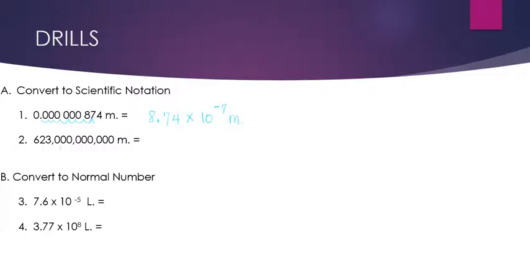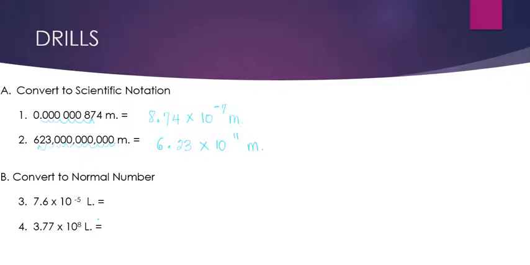Now, how about this one? I see that the zeros are at the end, so I know that the decimal point is at the end. So my goal is to bring the decimal point between 6 and 2. So let's count. 1, 2, 3, 4, 5, 6, 7, 8, 9, 10, 11. So that would be 6.23 times 10 to the positive 11 meter. Positive because it came from a large number.